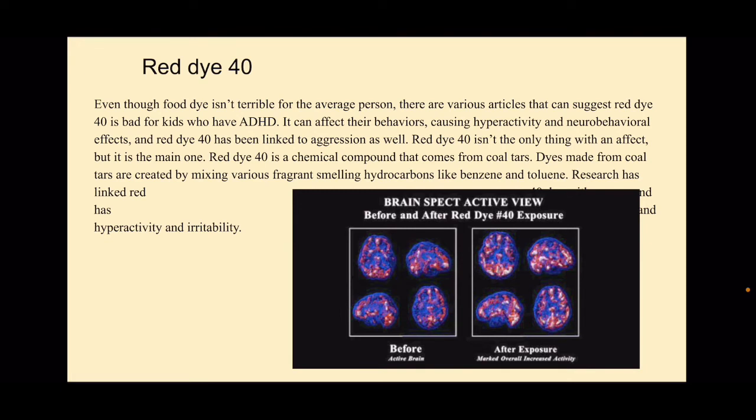It's a chemical compound that comes from coal tars. Dyes made from coal tars are created by mixing various fragrant-smelling hydrocarbons like benzene and toluene. Research has linked red dye 40 with cancer and has associated it with allergies, hyperactivity, and irritability. Here's an image showing the effects on the brain after red dye 40 exposure.